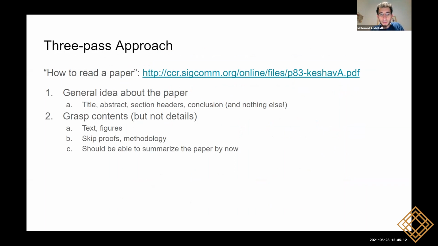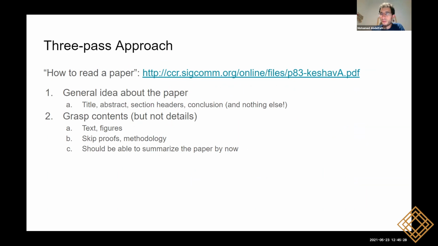And the second pass is a bit slower. So here we will actually read the text and definitely look at all the figures. But in the second pass, you don't want to read it in such detail that you can reproduce the proofs and you understand all of the methodology.